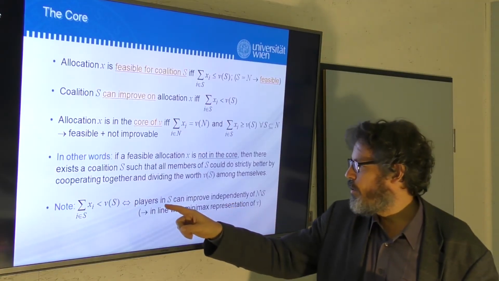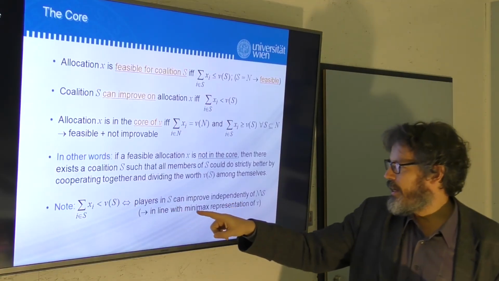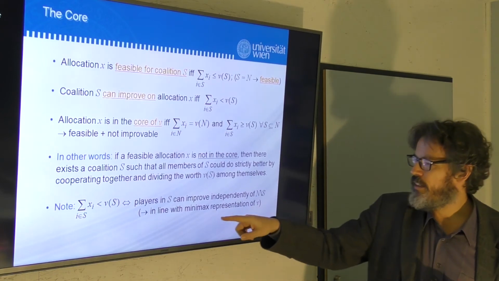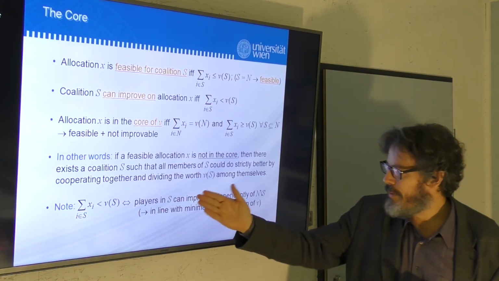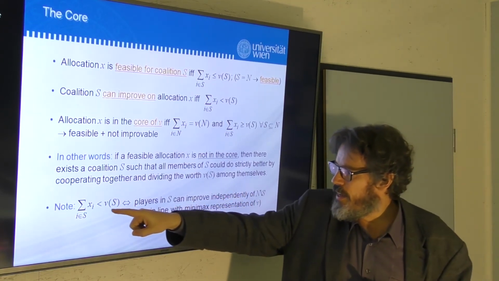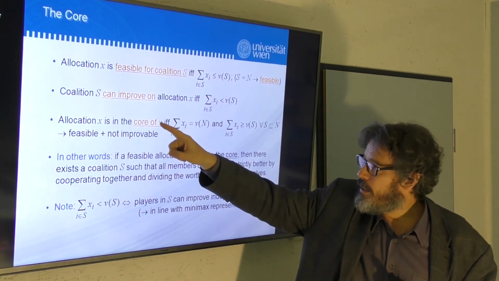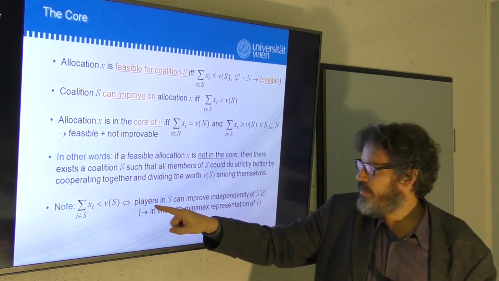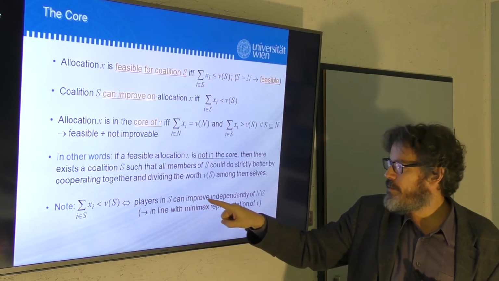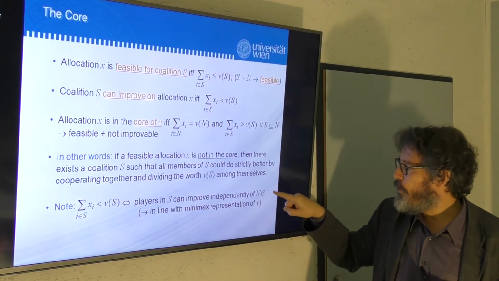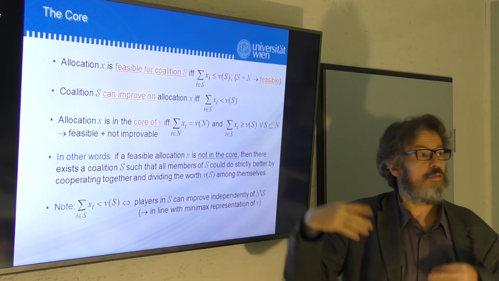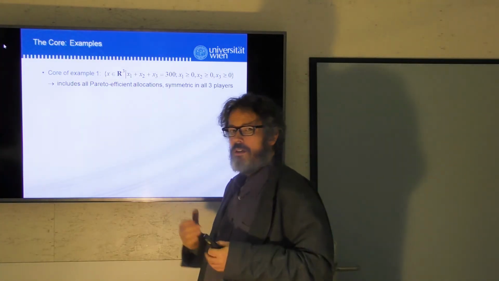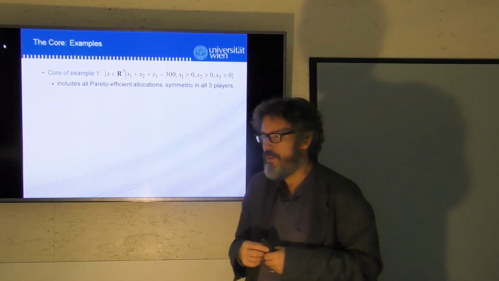This, of course, is also in line with the minimax representation of the characteristic function we were discussing earlier, because it means that if a coalition can improve on an allocation, the players in the coalition can improve independently of the rest of the players, independently of the outside world. Let's look now at some examples.